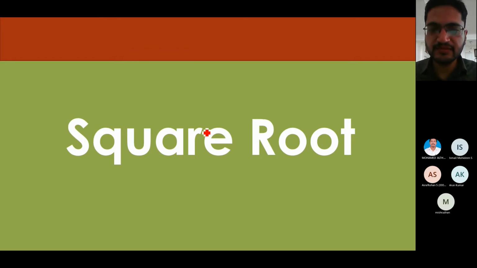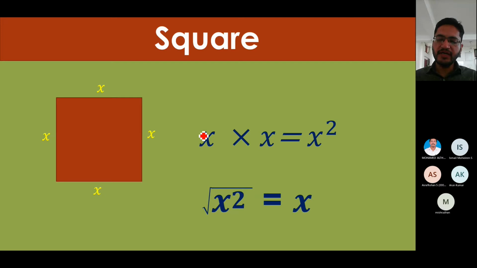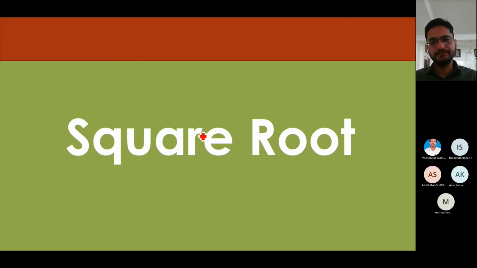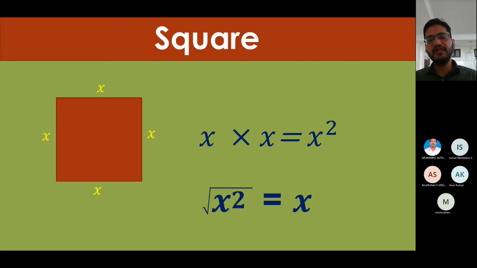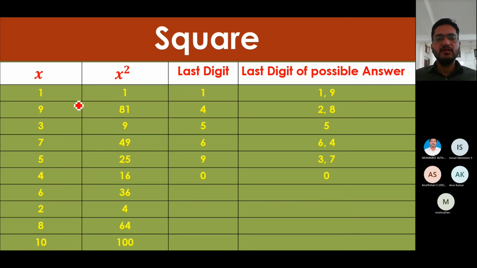Now next we have square root. Yesterday we did square. Now we will find square root. Now as we know x into x is x square. So the square root of x square is x. Now 1 square is 1. 9 square is 81 and so on.